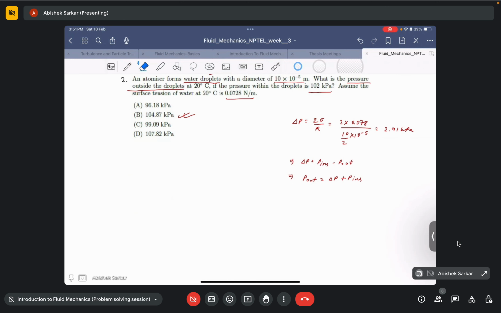Sure, no issues. See, everything is correct, just the conceptual part is a bit wrong. So P out would be P inside minus delta P. P inside is 102 minus 2.91, so it should approximately come around 99.09.